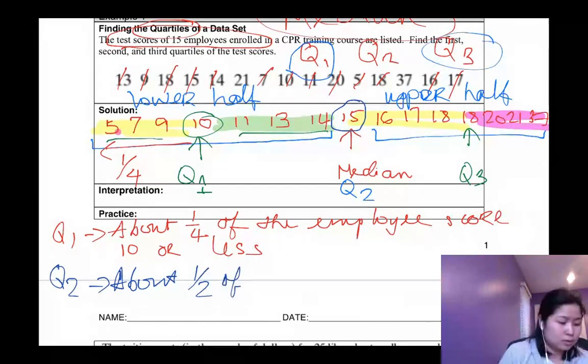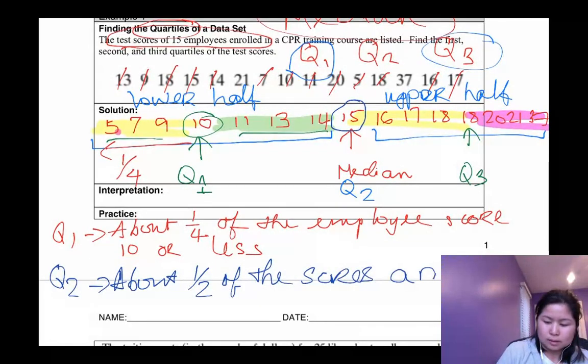Of the score, or the employee score, are 15 or less. That's what it's saying.